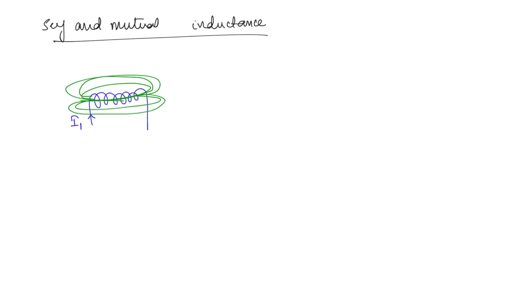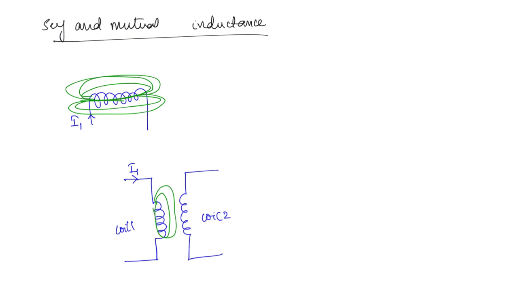But let us take two different coils. So this is one coil, and this is the second coil. This is coil 1, coil 2. Now because of the current through this first coil, there will be some flux that is produced, and the flux is linking with the turns of the same coil. But it will also produce a magnetic field which is linking the second coil.